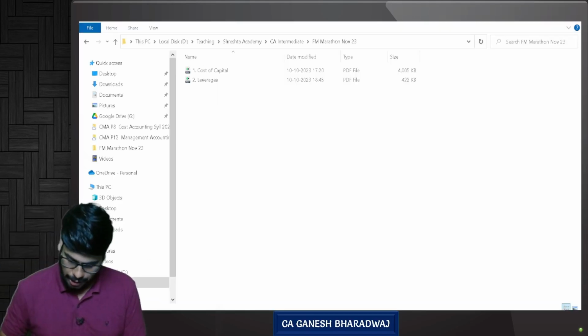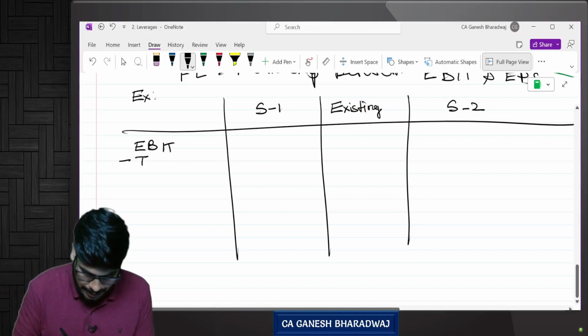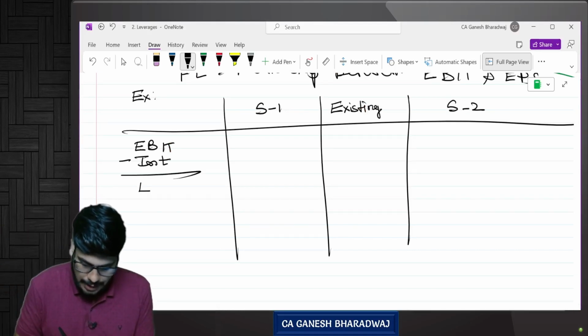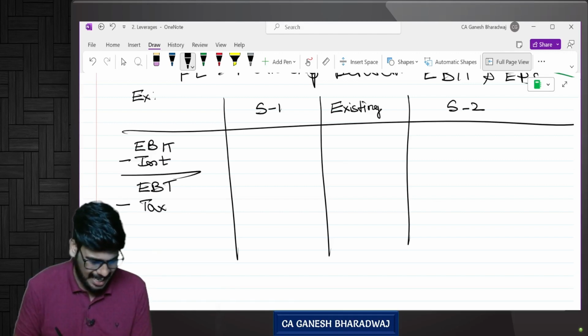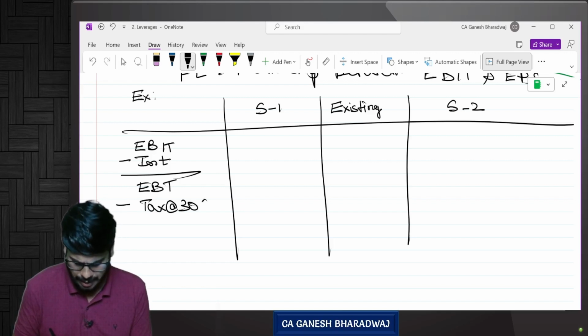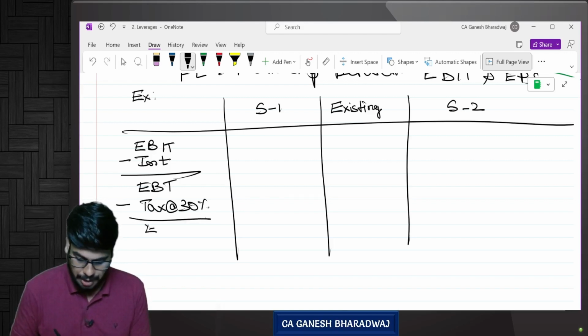Yes. So now look at this. EBIT. Tell me the format. Minus interest gives you what? EBT, earnings before tax, minus tax. Let us assume the tax rate is 30%. Okay. Fine. So EBT minus tax is going to give you what? EAT. Yes. Earnings after tax. Then minus preference dividend.